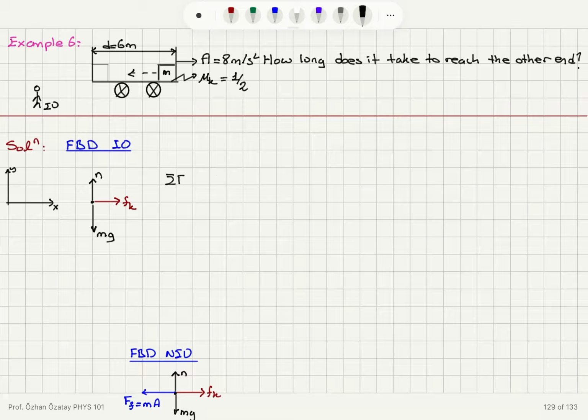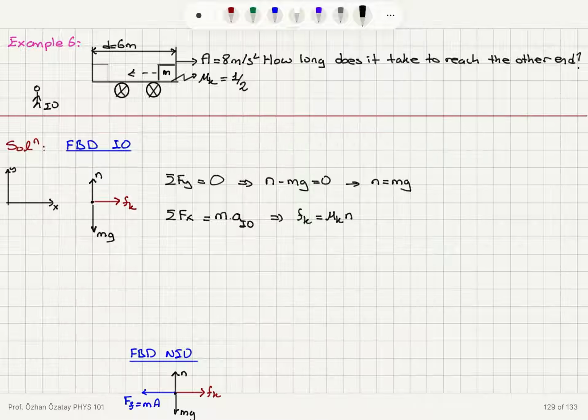The net force on the y-axis must be equal to 0 because according to my inertial observer, it's not moving on the y-axis. So normal force minus mg must be equal to 0. Therefore, the normal force is equal to mg. The net force on the x-axis must be equal to mass of the object times acceleration measured by the inertial observer. Now, the net force on the x-axis is the kinetic friction, which is mu k times the normal force. So it is mu k times mg, which is mass times acceleration reported by the inertial observer. The m's will cancel, so I find that the acceleration reported by the inertial observer is mu k times g, or g divided by 2.